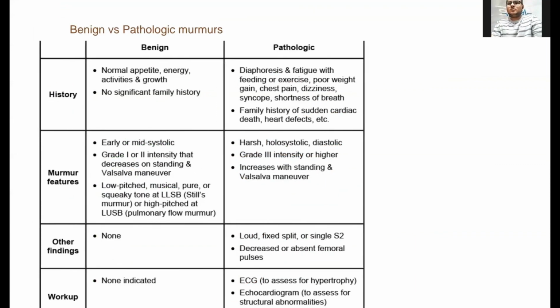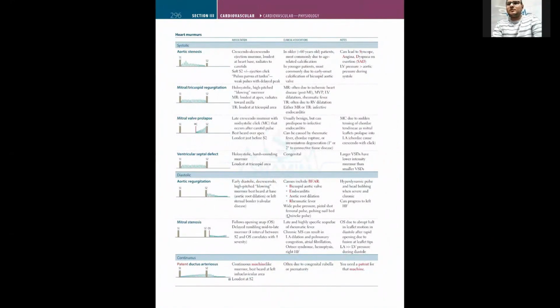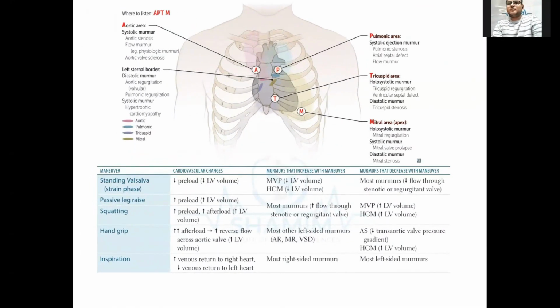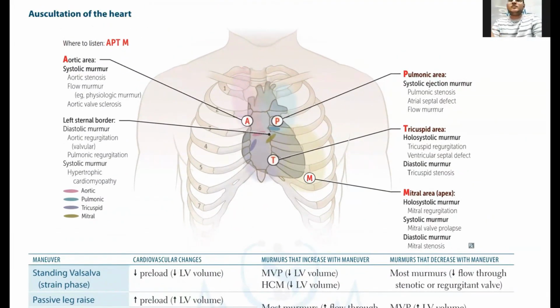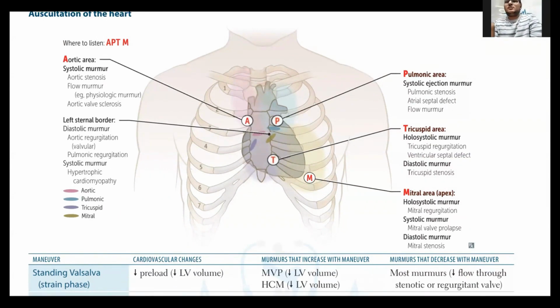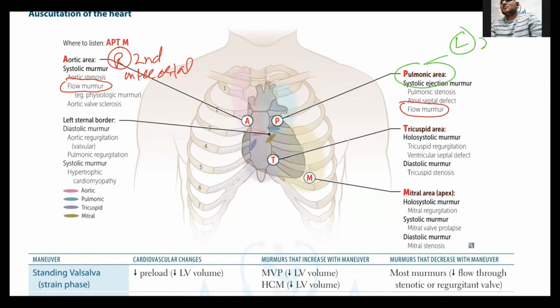Now going to our auscultation topic. What are the different areas where we can appreciate these murmurs? First of all, we will study flow murmurs, where we can listen to them. The flow murmur can be appreciated in the second right intercostal space and the second left intercostal space. This is the right second intercostal space. This is called the aortic area. Always remember this, and the pulmonic area is the left second intercostal space.